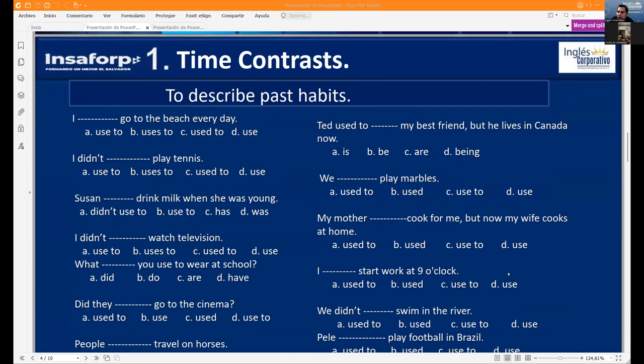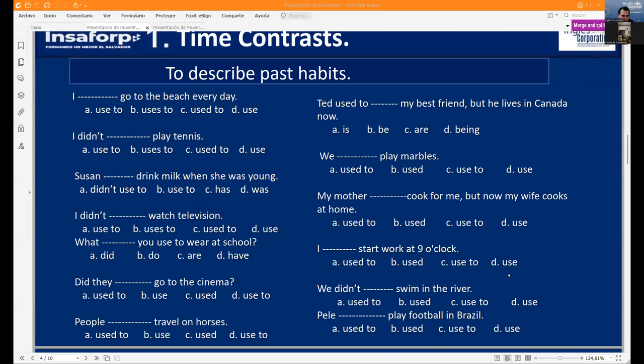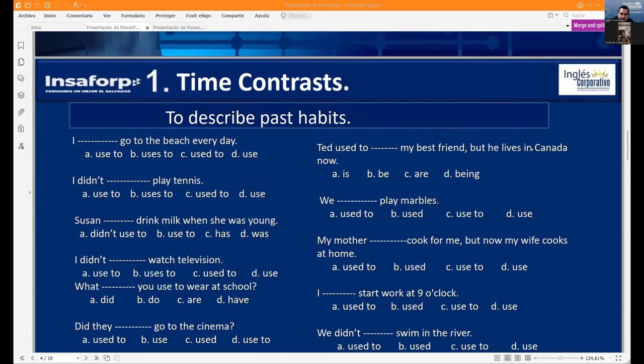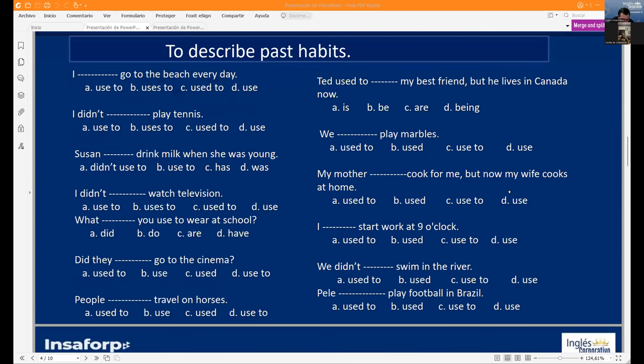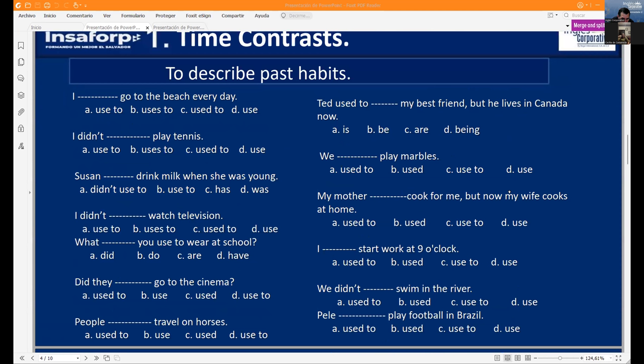All right, we're going to begin by doing this exercise. What are we going to do? The purpose of this is to describe past habits. I used to, I used to, I used to. Now, please read the sentences and decide which the correct option is.